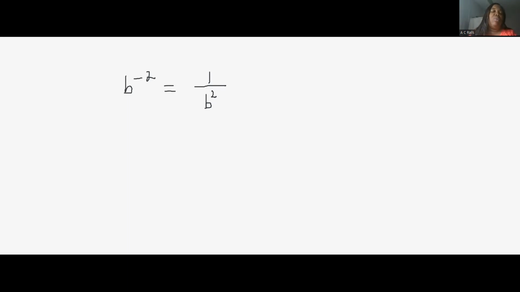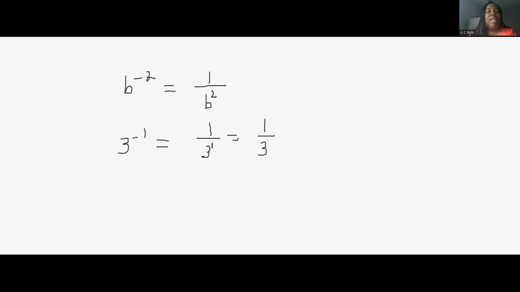So if I had 3 to the negative 1 power, that's the same thing as taking my 3 over 1, flipping it, and making it 1 over 3 to the first power. But because we don't need that first power, like we talked about earlier, it'll just be 1/3.